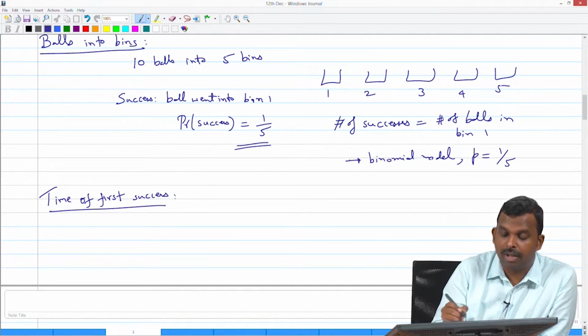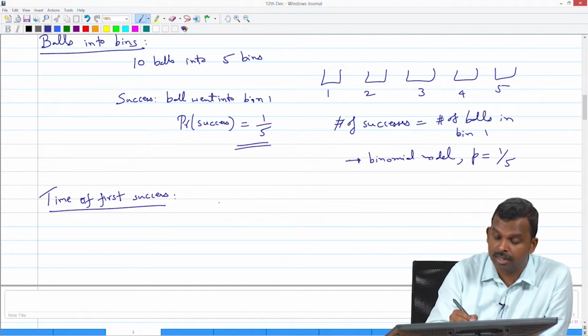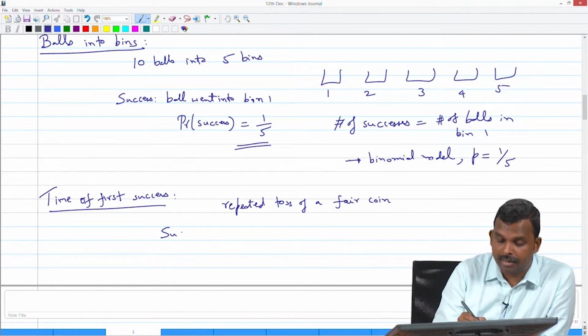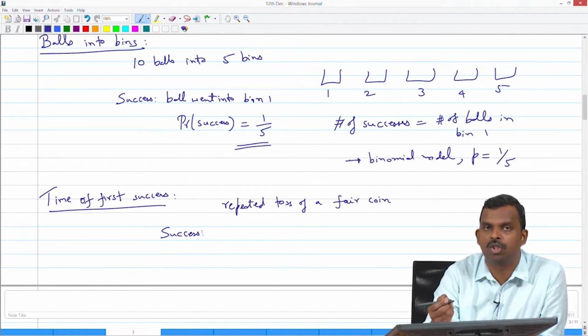It turns out one can define first success in a slightly more complicated way to make the problem more interesting. So, for instance, supposing you have a repeated toss of a fair coin. You might define success as the first head. That is a very classic example for the geometric model, the time at which you have the first head. Or you can also define it in a slightly more complicated way, you can think of the probability of having the second head. These are all very popular models.